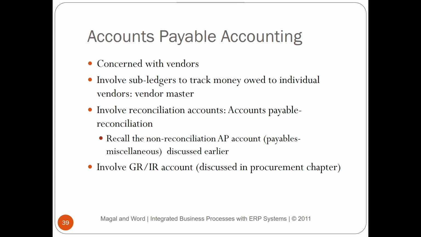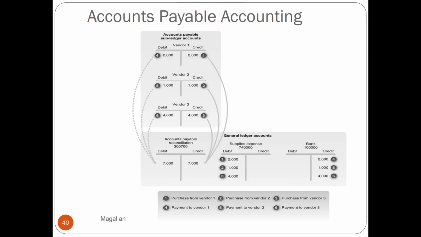It is a reconciliation account, and the association between the vendor's account and the reconciliation account is established in the definition of the vendor master record. So in the GBI general ledger, the account number 300700 is the accounts payable reconciliation designated account.